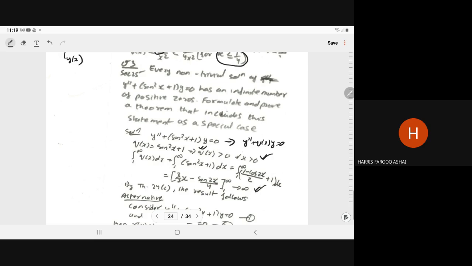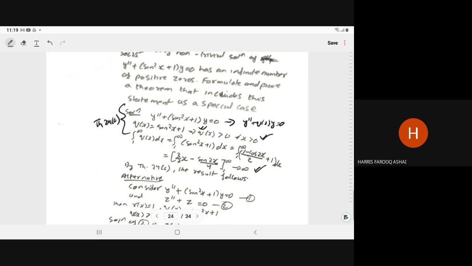So it satisfies both conditions, or hypotheses, of theorem 24c. So by theorem 24c, the result follows. What is the result? That y(x) has infinitely many zeros. That is what we have to prove.